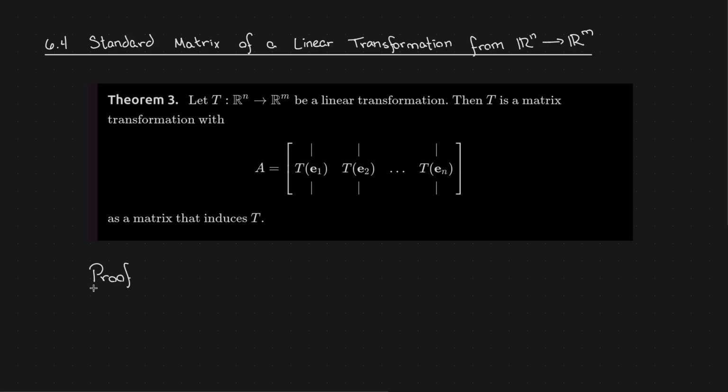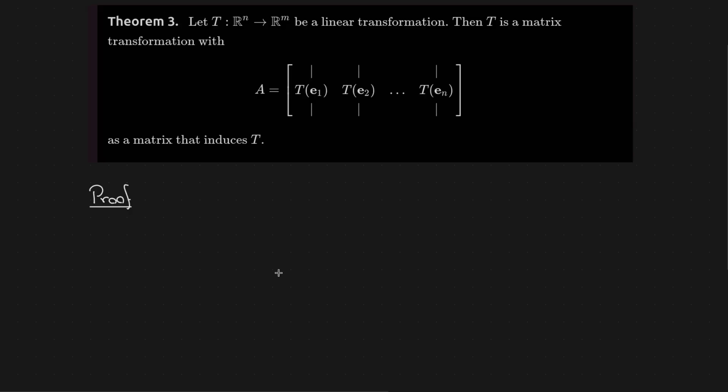Let's prove this. So what I'm going to do is take any vector in my domain. Let x be the vector x1, x2, all the way to xn in my domain Rn. Rn is the domain of the transformation.